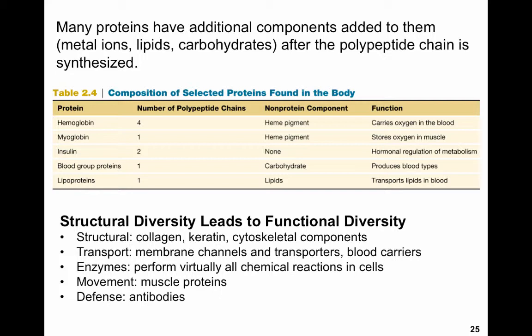The structural diversity of proteins, the almost infinite number of different ways that you can twist and fold and coil and shape a protein, leads to an almost infinite number of different functions that are possible for proteins. And some of those are listed out there for you. And we'll run into all of those later on when we talk about different systems.